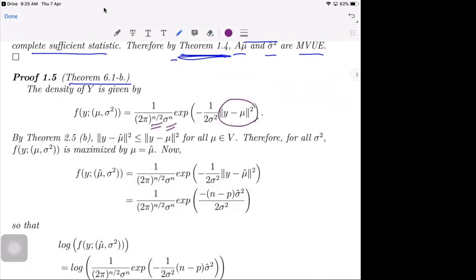And then you have to show this one to be a function of mu hat and sigma hat squared, no?